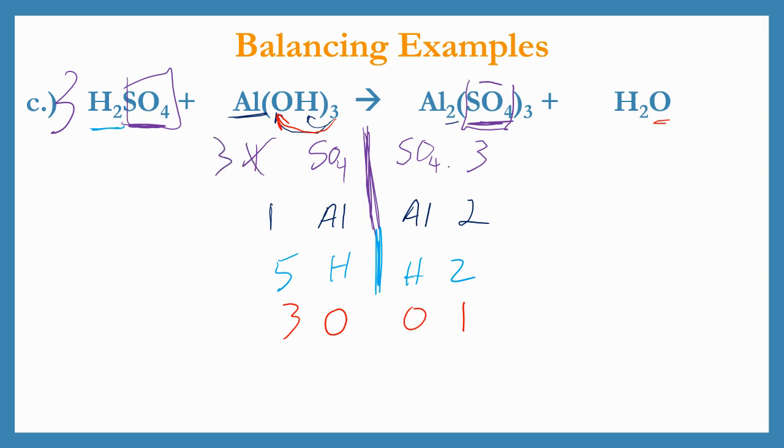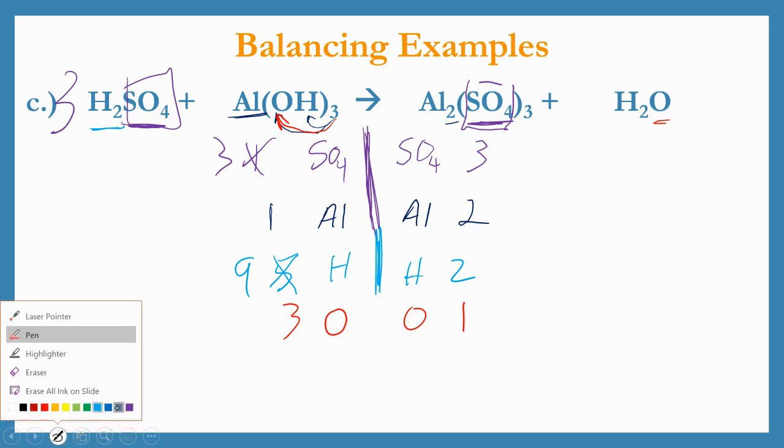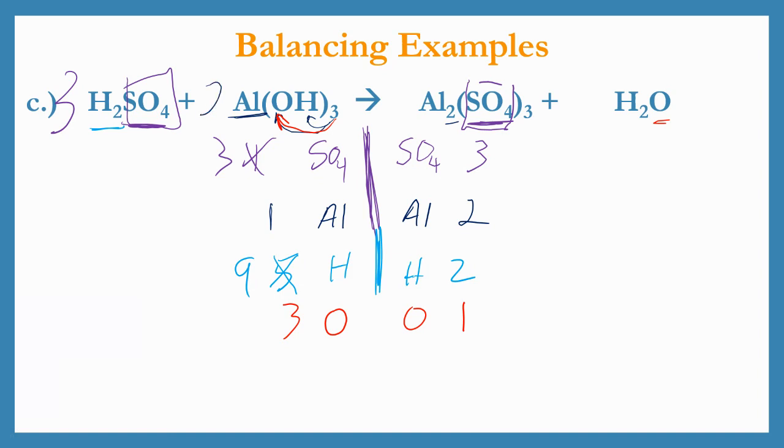Okay, so my SO4s are equal. That's also going to give me 6 hydrogens. So 6 hydrogens plus the 3 in here, 6 plus 3 is a total of 9 hydrogens on this side. Okay, aluminum wise, I have 2 on this side, I have 1 on that side, so let's take care of that. Aluminum, I'm going to need to multiply this by 2, which is going to turn that aluminum into 2.